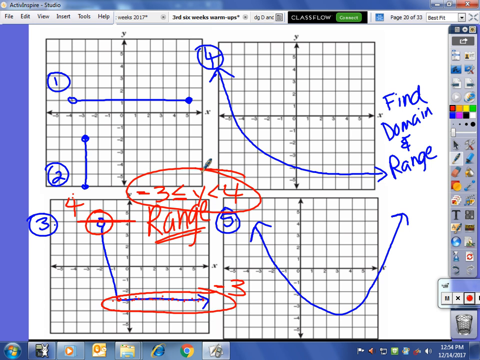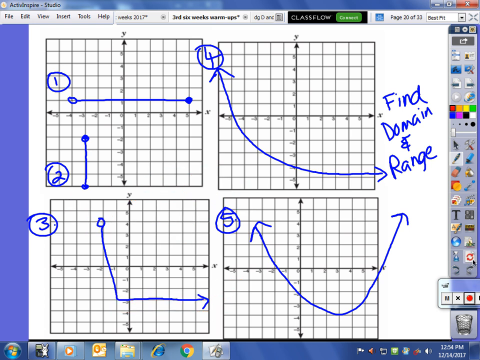All right, number 4 was yesterday's lesson. This one has an asymptote. It's got an invisible line that it's getting close to but will never, ever, ever touch. Domain for this problem should be easy. Look to the left and look to the right. To the right, I see all real numbers. It never ends to the left or right.